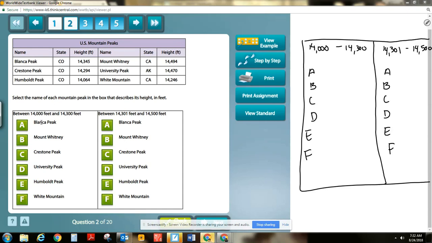Yes? So let's check out Blanca Peak. Well, here it is, 14,345. Would that fit inside? No. So you cross off A. Mount Whitney. No. Look at that hundreds place. 400. It needs to be under 300, so no. How about C? Crestone Peak.